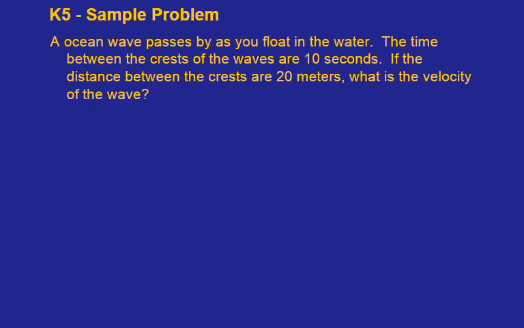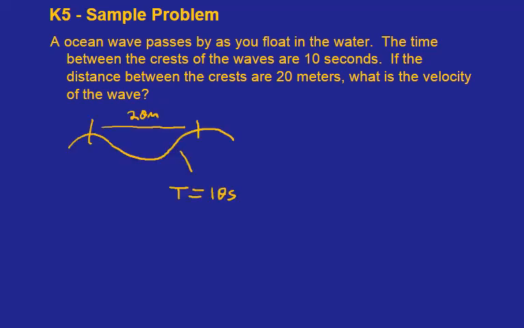Okay, so let's go ahead and try this sample problem here. An ocean wave passes by you as you float in the water. The time between crests is 10 seconds, and the distance between the crests is 20 meters. Go ahead and figure out the speed of the wave. I say velocity there, but really without direction, it's the speed. So go ahead and pause the clip and give that a try, and when you're ready to check, you can hit play to continue.